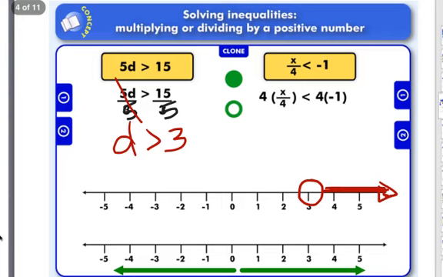Okay? And then our next example, x divided by 4 is less than negative 1. So if we're going to divide by 4, in order to get rid of that, we've got to multiply by 4. Okay, and whatever we do on one side, we do the same to the other. And so negative 1 times 4 is negative 4. So x is less than negative 4. So that means open circle because negative 4 is not in our solution set. And we want to shade in everything that's less than negative 4. Again, looking a whole lot like when we solve equations.